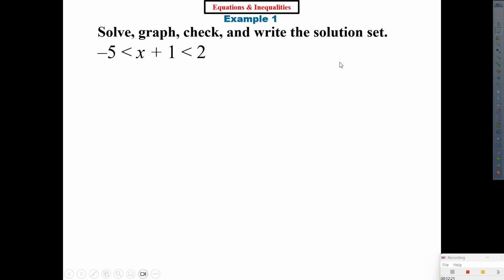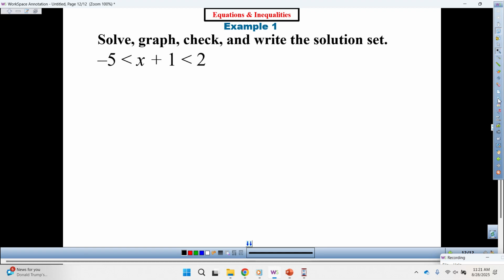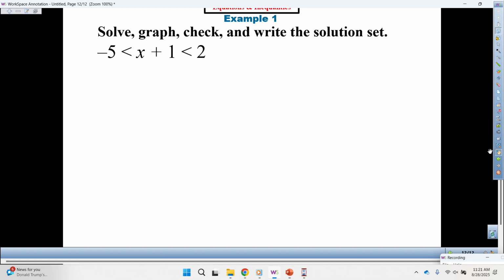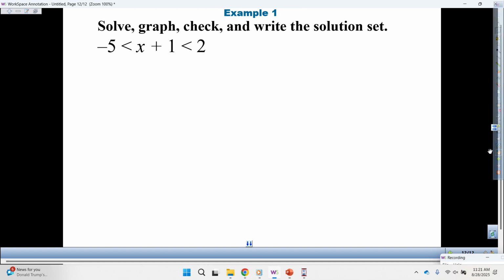So on your paper, here we go. Copy this one. Example number 1. Solve, graph, check, and write the solution set of -5 less than x plus 1 less than 2. And let's label example 1. Okay. All right. In case you forgot, do me a favor, writing utensils down. You'll finish copying in a little bit.